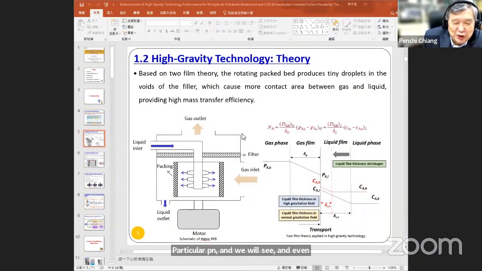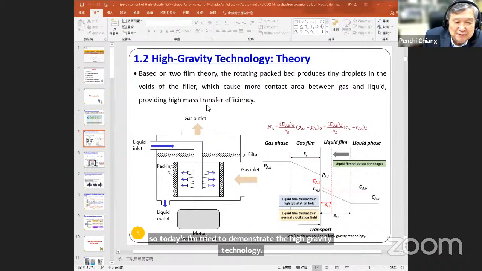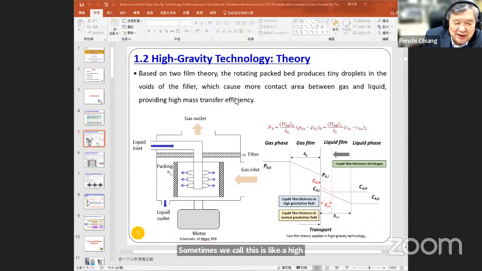So today I'm trying to demonstrate the high gravity technology. Sometimes we call this high G. So why is this technology quite important? We have to go to the fundamentals, looking for the fundamental theory and the principle. I believe all of you are quite familiar with the so-called two-film theory. So this is a gas phase, the gas film, this is a liquid phase, the liquid film.